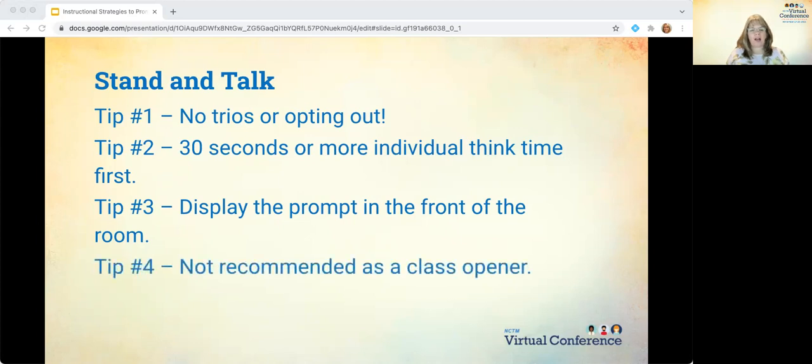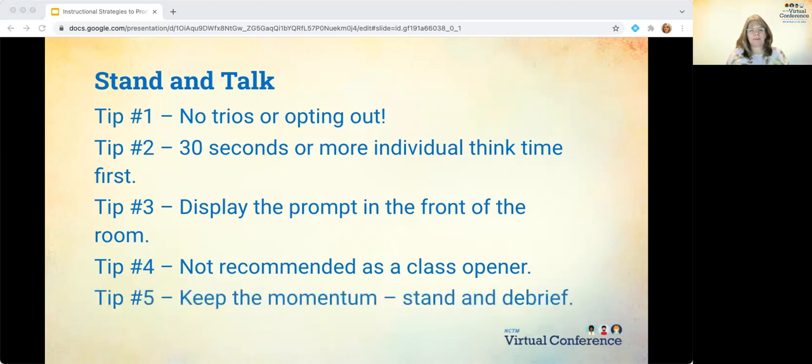I do not recommend this as a class opener. I've tried it as a class opener and it falls flat, probably because the students are not warmed up yet. Their brains have not been thinking about statistics. And my last tip for doing a stand and talk is to keep the momentum, stand and debrief. So talk about the prompt while students are still standing up out of their seats. As soon as they sit, you've lost that momentum.